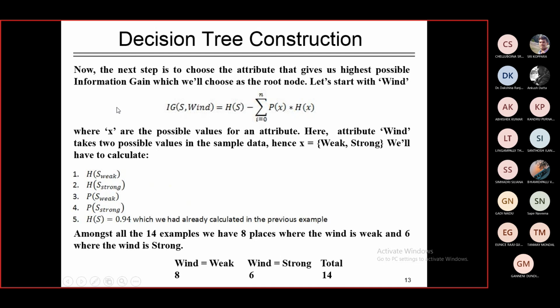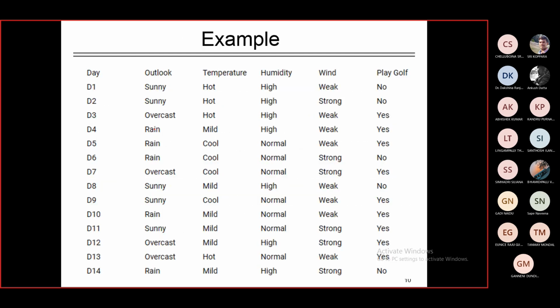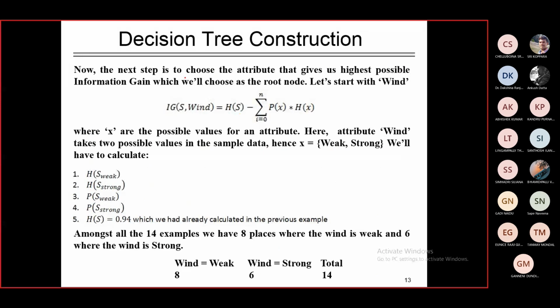In the next step, we choose the attribute that gives us the highest possible information gain. Now, one by one, we are going to choose the attribute and compute the information gain. So first, the information gain for the wind attribute. Here we can see the data set. First we will compute the information gain for the wind attribute, then we will go for humidity, temperature, outlook. So how is it computed?